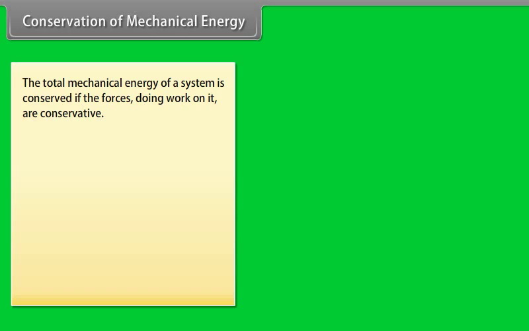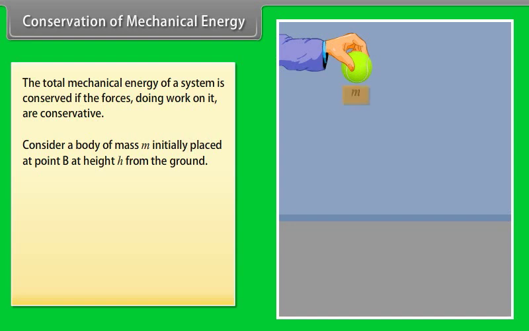Conservation of mechanical energy. The principle of conservation of total mechanical energy states that the total mechanical energy of a system is conserved if the forces doing work on it are conservative. Let us understand it with an example. Consider a body of mass m initially placed at point B at height h from the ground.